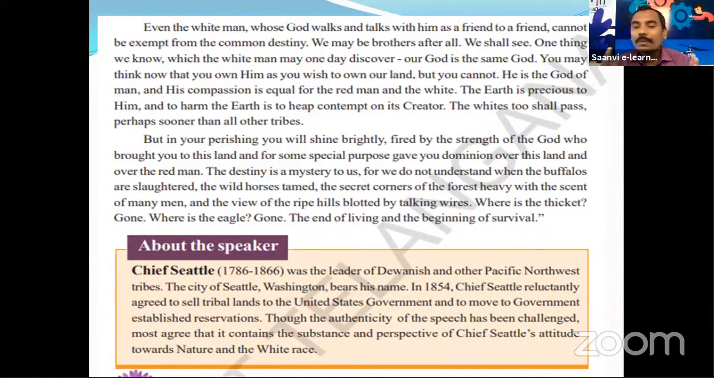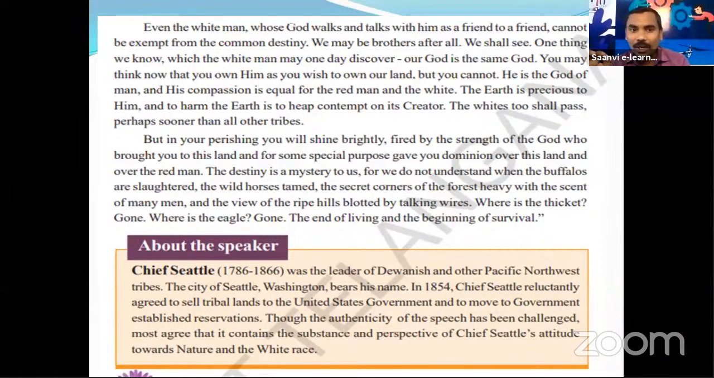And the whites too shall pass. One day, the white men, they are also going to die. Red men, they are also going to die. But you have to understand one thing, that in front of God, everybody is equal. God will treat everyone in an equal manner.